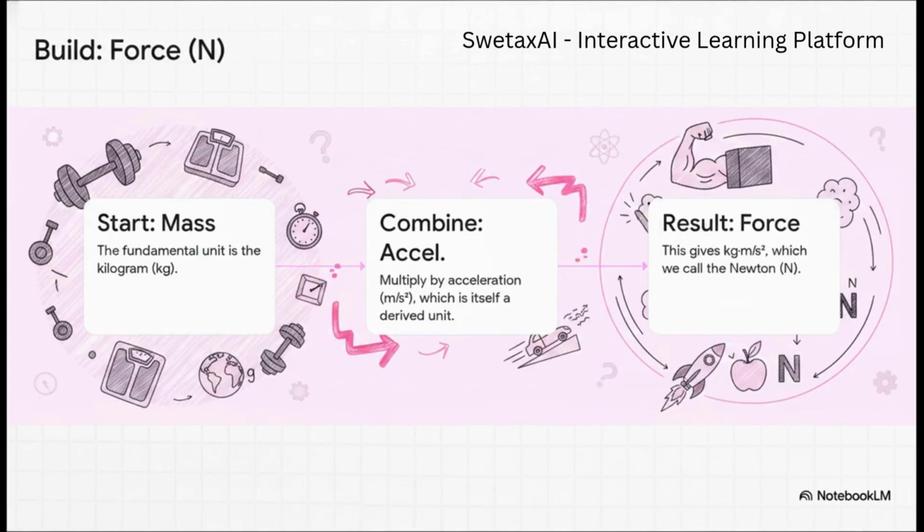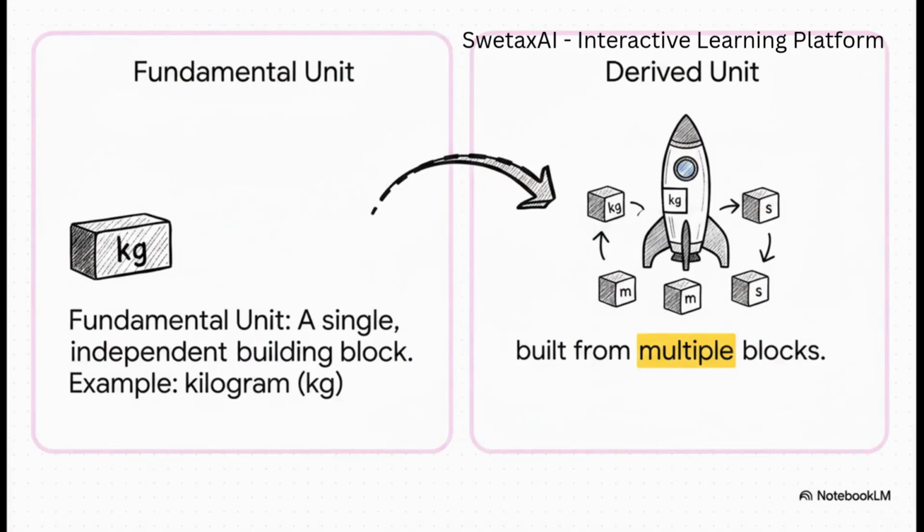Okay, let's kick it up a notch. Let's talk about force. We know from F equals ma that force is mass times acceleration. So, mass is a fundamental unit, the kilogram, and acceleration is actually a derived unit itself, meters per second squared. So we combine them and we get kilogram meters per second squared. Now that's a bit of a mouthful, so to make life easier, we just give it a special name, the Newton.